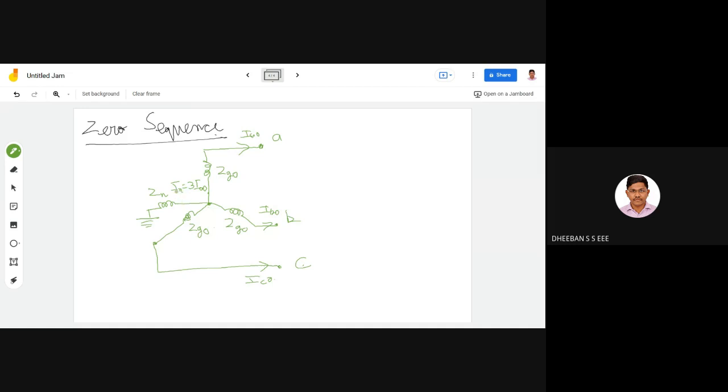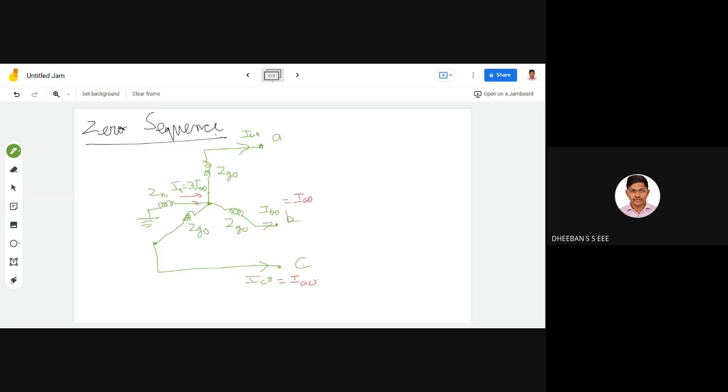The current entering splits up into IA0, and your IB0 will also be equal to IA0, and IC0 is also equal to IA0. As per the KCL rule, the current entering this single node is equal to the algebraic sum of the currents leaving this node, which is nothing but the sum of these three currents. So you'll get In equal to 3 times IA0.